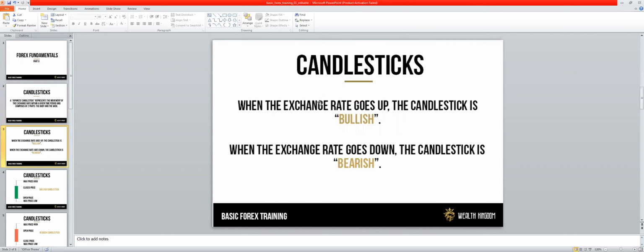Not just with candlesticks, but with the market in general, when a market is going up, we call it a bullish market. When a market is going down, we call it a bearish market. Those terms also transfer onto a micro standpoint in terms of a candlestick. A candlestick, like I said, is a movement in the exchange rate within a given period of time. When there's a candlestick where the exchange rate goes up, it's a bullish candlestick. When you have a candlestick where the exchange rate is going down, it's called a bearish candlestick. So up is bullish, down is bearish.